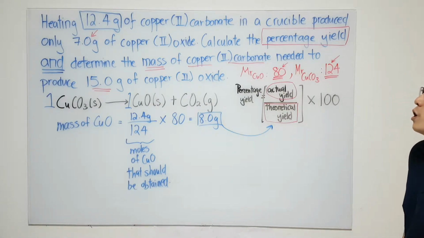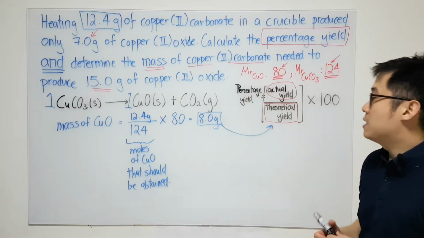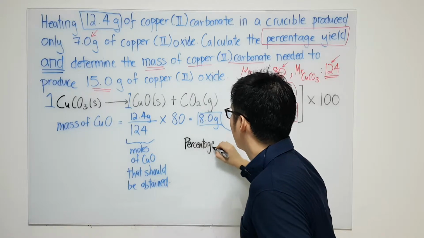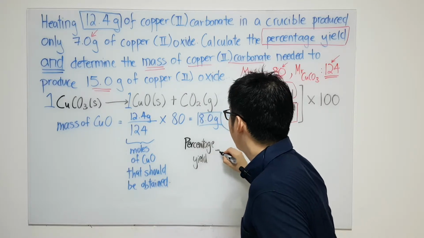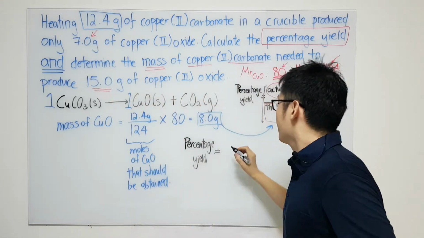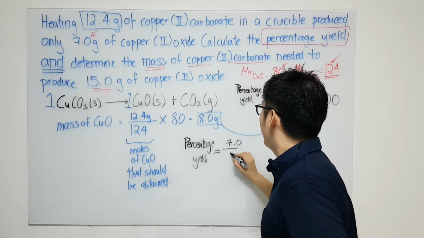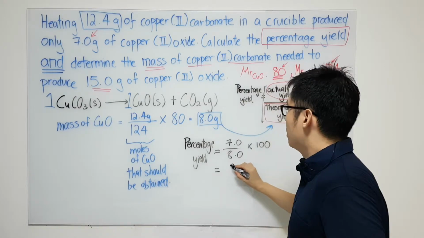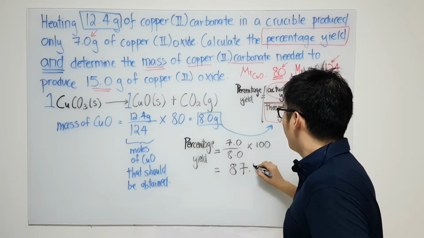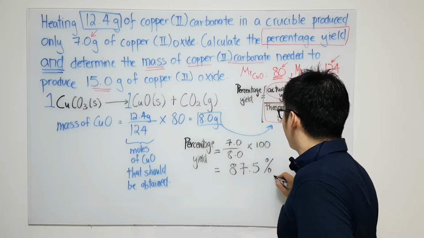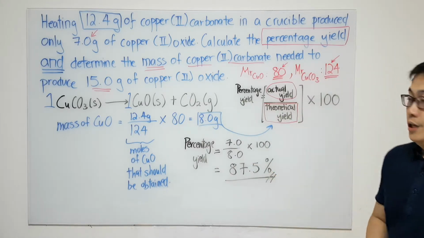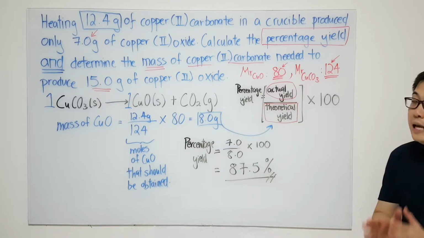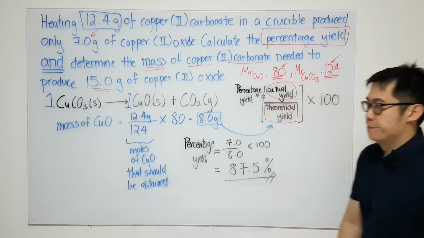So the first part of the question wants us to calculate percentage yield, which means that if you apply this formula here, the percentage yield is equal to the actual yield, being 7.0 divided by 8.0 times 100. And that will give you a value of 87.5%. And that, student, is your answer for the percentage yield. Now that we got this value for percentage yield, we will then be able to work on the next part of the question.